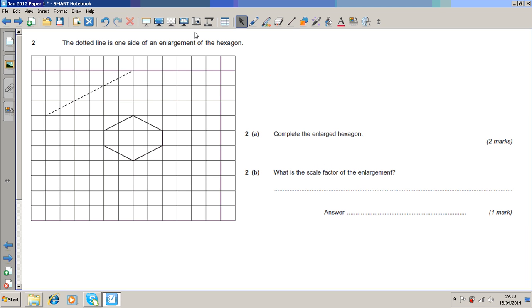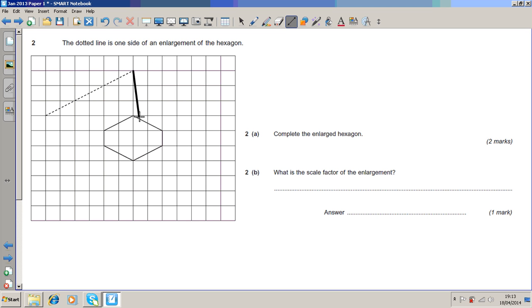The dotted line is one side of an enlargement of a hexagon. Complete the enlarged hexagon. So the two lines we've got is this dotted line here, and then this one here is the same. Now I would say that's 2 right and 1 up. And this one here is 6 right and 3 up. So 2 right to 6 right we times by 3, 1 up to 3 up we times by 3. It's 3 times as big.